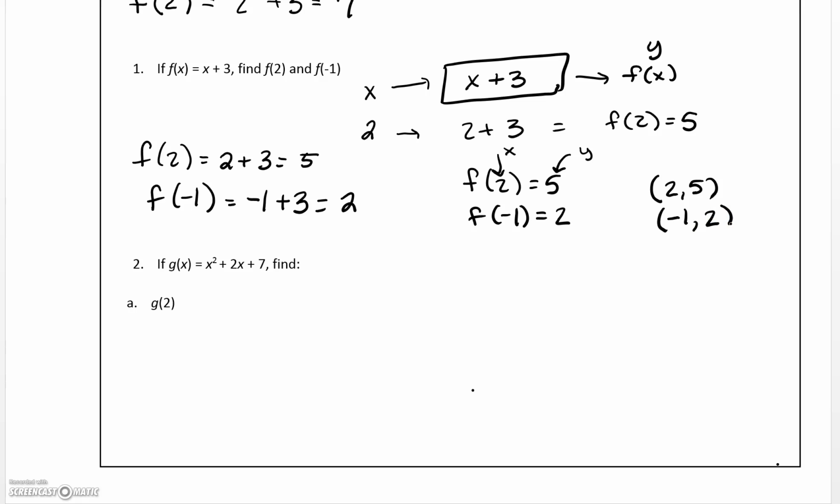Okay, so let's try another one here. It says if g of x is equal to x squared plus 2x plus 7, find g of 2. That means anywhere there's an x, we're going to plug in 2. So we'd have 2 squared plus 2 times 2 plus 7. So 4 plus 4 plus 7. And if we add those, we get 15.